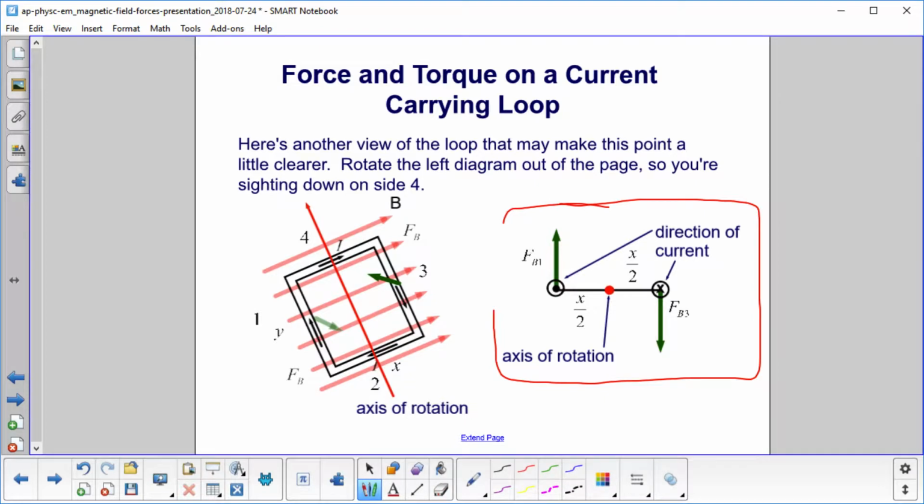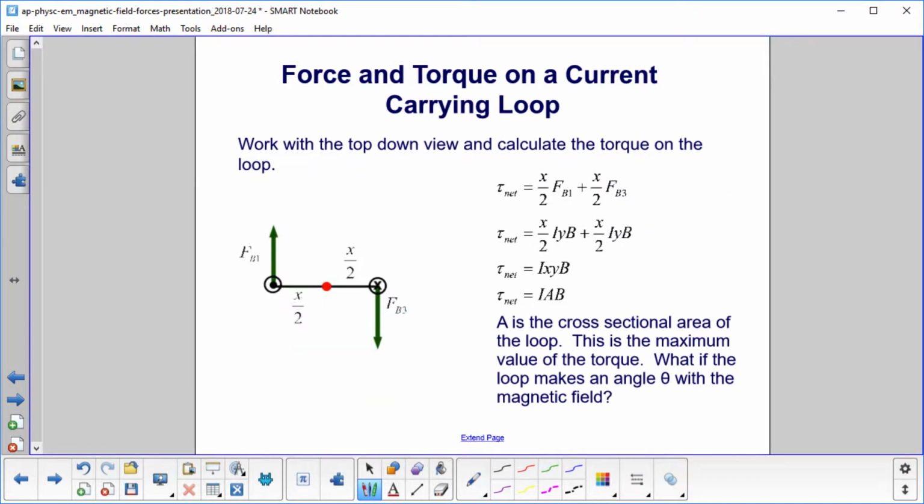And what do we have? We have the force F B1. That's this force that was going into the page, now in the up direction here. Here's force F B3, the opposite direction. This shows the direction of the current. This is coming out of the page. This is going into the page. And then the distance between the axis of rotation and the application of the forces is x over 2. We'll work with the top-down view. It looks a heck of a lot clearer. And to calculate torque, of course, is the distance from the axis of rotation cross the force, a cross product.